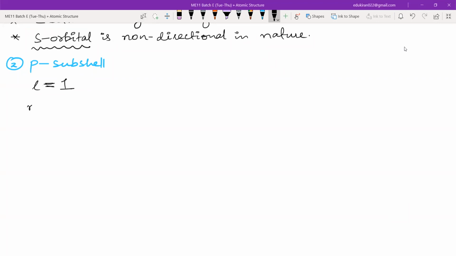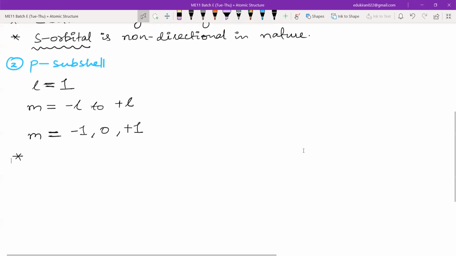Now, please be on that page and tell me what will be the value of M. It will be minus L to plus L, right? So what are the values? It will be minus 1, 0, plus 1. So how many values of M here? 3 values. So how many orbitals? 3 orbitals, right?